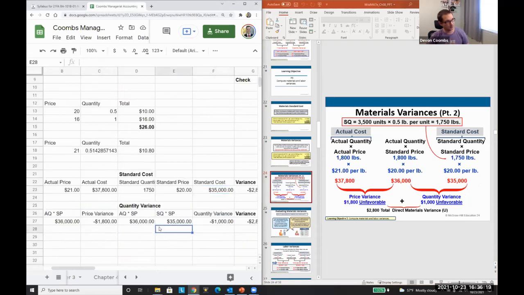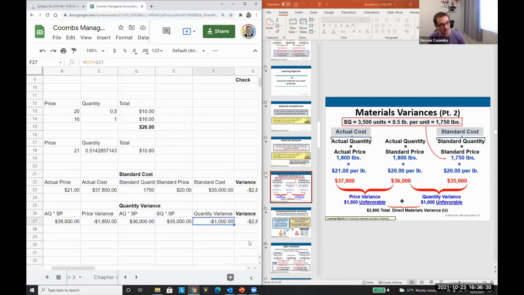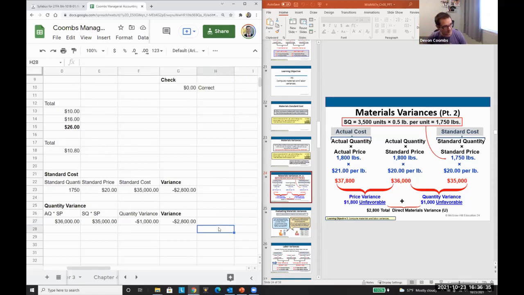And now we need to figure out these other variances, right? This automatically calculates. We find out that we have a $1,800 price variance just following this equation. And we find out that we have a negative $1,000 quantity variance. We can take a logical check here, and we can then do the check here to make sure the variances should equal 0. They do.